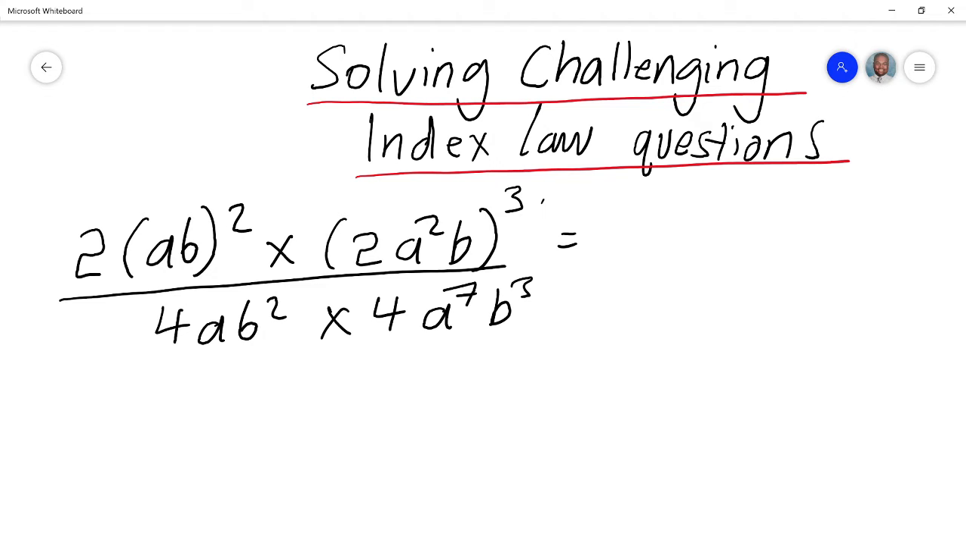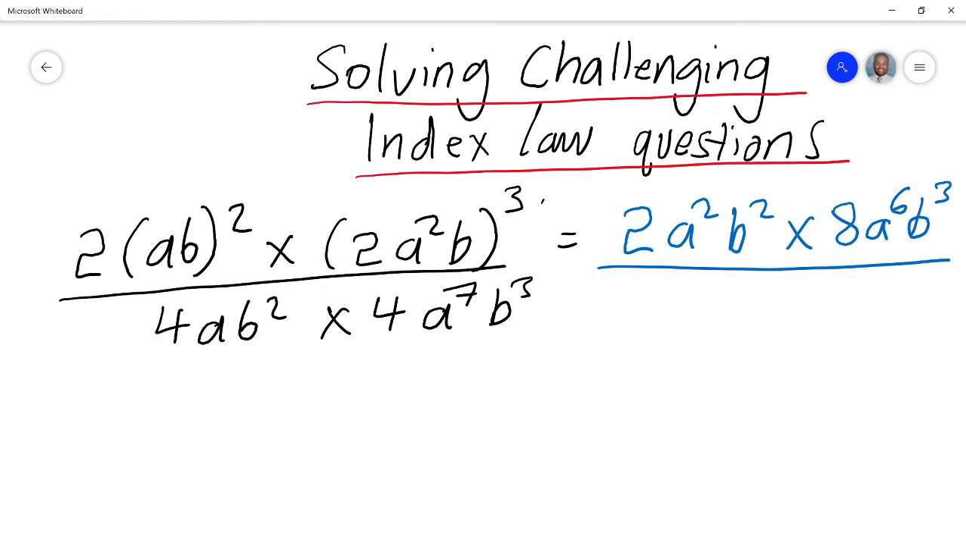All right, so that now becomes 2a^2 b^2 times, if you see here, (2a^2 b) cubed, that's the same as 2 to the power 3, which is 8. A squared to the power 3 is a to the power 6, and b to the power 3, over 4a^2 b times 4a^7 b^3.